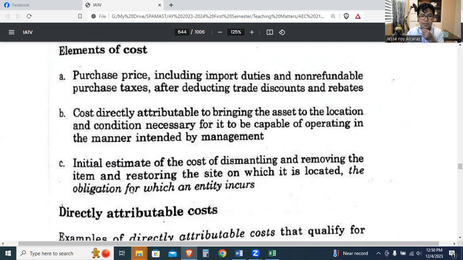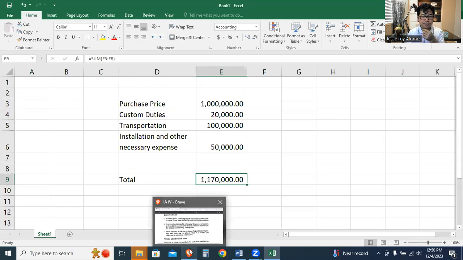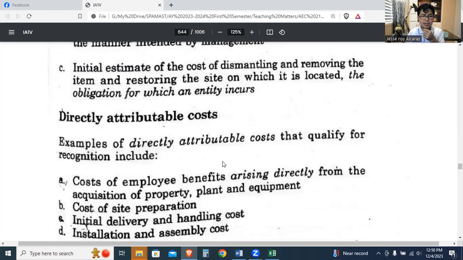But for purposes of discussion, we will not be including letter C. So far, we have purchase price, the custom duties, transportation, installation, and other necessary expenses, totaling to 1,170,000. So kaning 1,170,000, this will now be the cost of our equipment. Dili lang siya million. Okay, so this our cost.